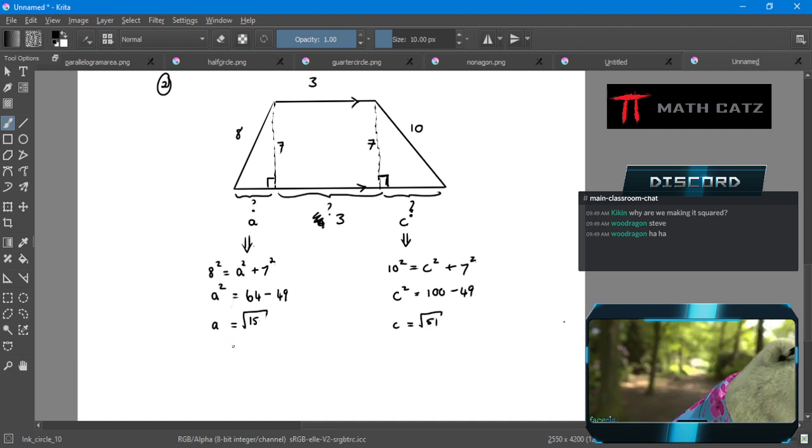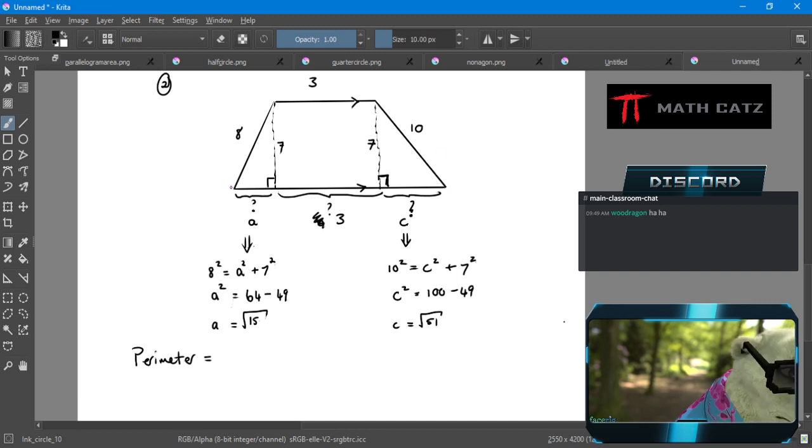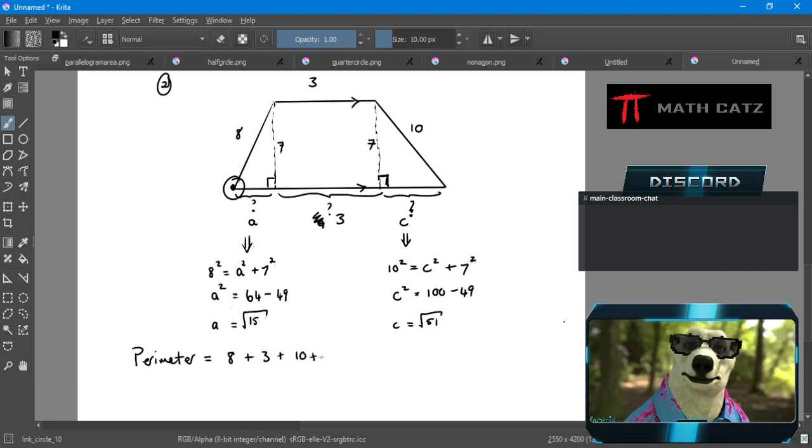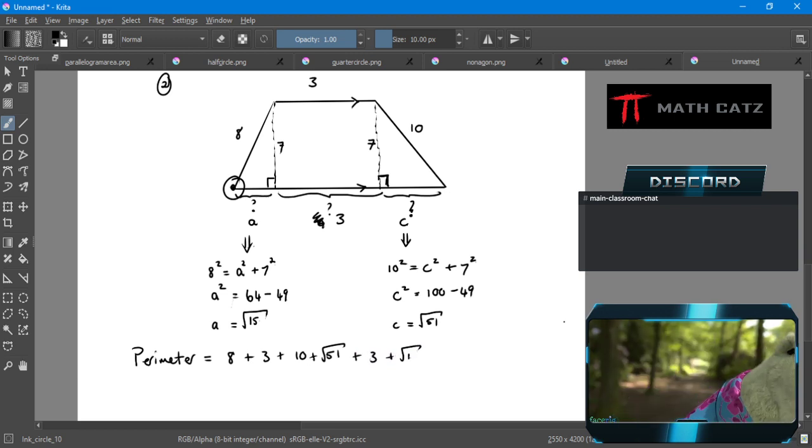And we can calculate these, or actually don't even calculate them. I don't even care, because if I calculate them now, I have to round them. Then when I add up for the perimeter, I have to remember to use the accurate numbers. Maybe it's a waste of time, because it's just a means to an end. I don't need to have the side length for the bottom side. I just need to go all the way around. So let's start on the bottom left, for example, and go clockwise. 8 plus 3 plus 10 plus root 51 plus 3 plus root 15.